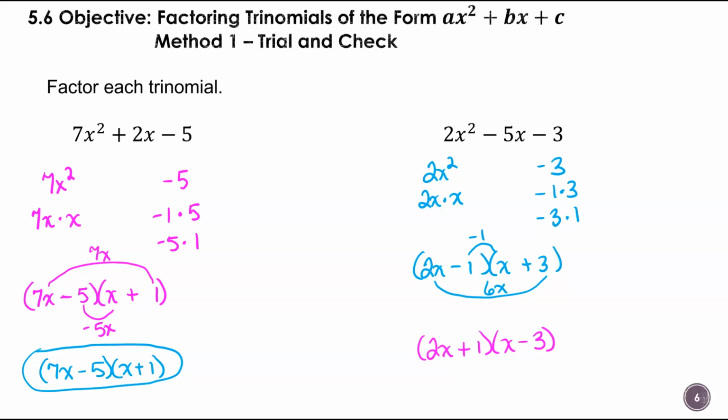So I still have a positive 1 and negative 3, right? I have to have one of them negative to multiply to get negative 3. And when I check, I have a 1x and negative 6x. When I add those together, it does equal negative 5x. So this is the combination that works. That's the factored form that I need. So it's 2x plus 1 times x minus 3, right? And that's our factored form.